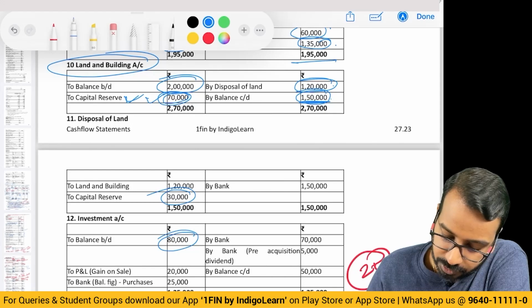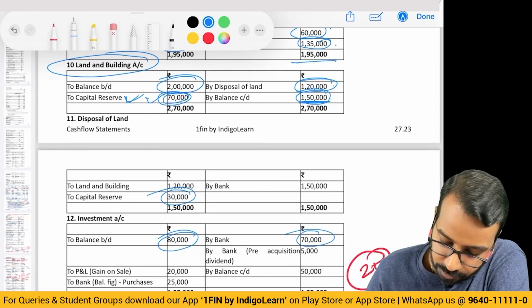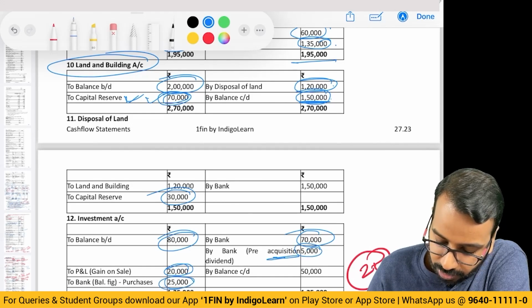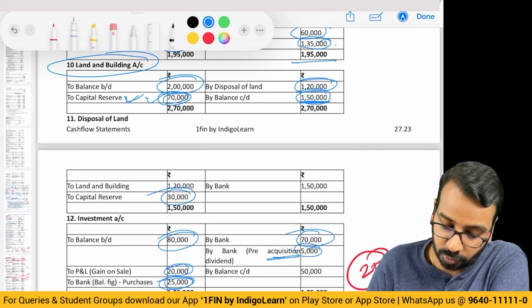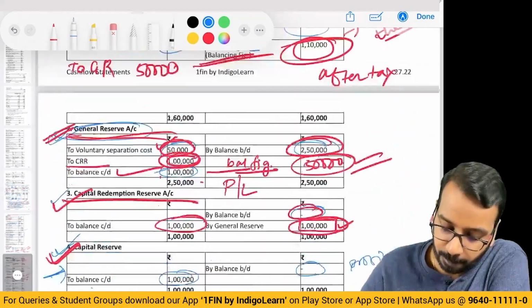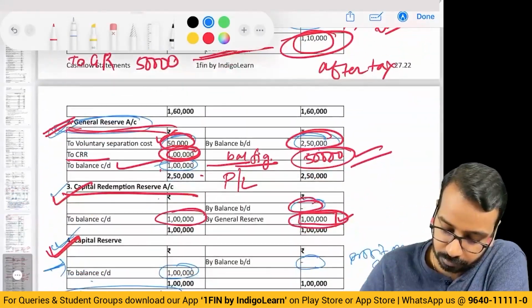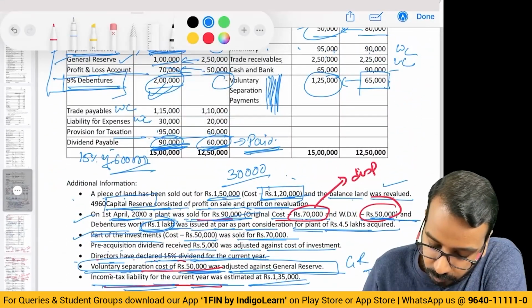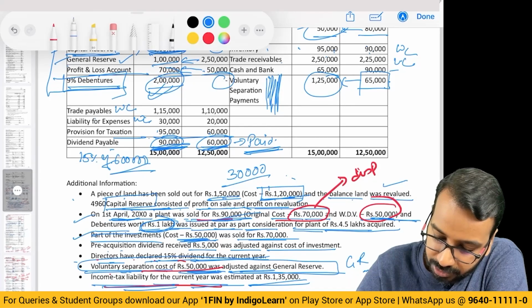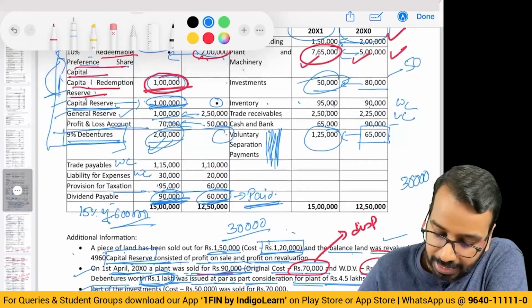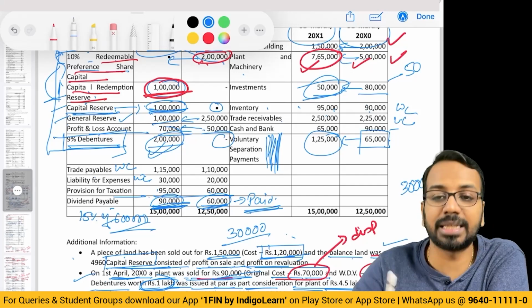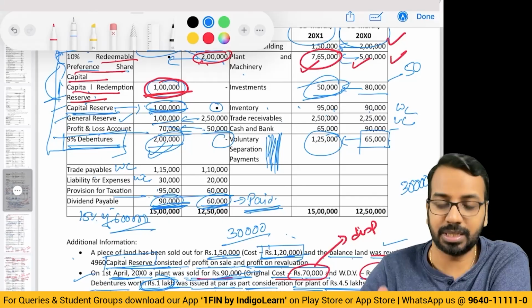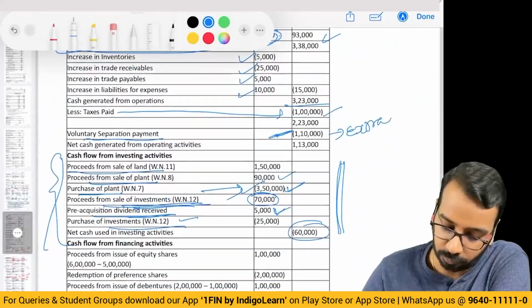Opening balance 80,000. Then sold 70,000, gain on sale 20,000, pre-acquisition dividend credited 5,000, the balancing figure 25,000 is your purchase. If you don't want to do it, what you can do is 80,000, 50,000 is sold, so we are left with 30,000 and closing balance is 50,000. So 20,000 is purchased, but again 5,000 of pre-acquisition dividend is credited, so 25,000 is the purchase value. Okay, so that is what is an outflow.